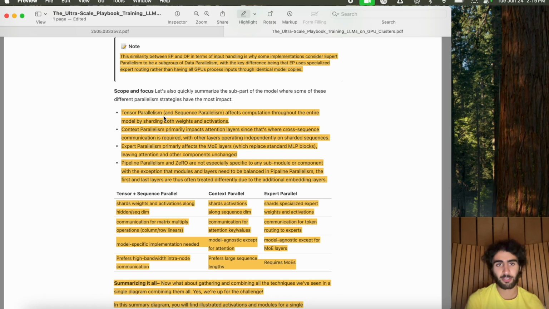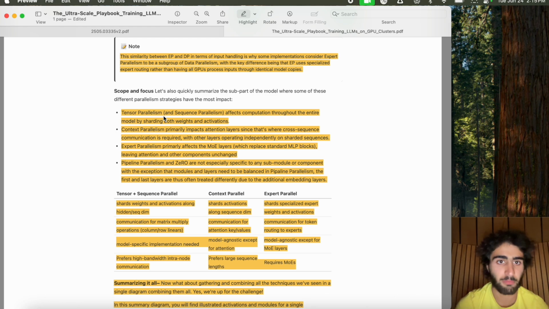So tensor parallelism and sequence parallelism affect computation throughout the entire model by sharding both weights and activations, and this is to say when they are combined. Context parallelism solely impacts attention layers, since that's where cross-sequence communication is required, while other layers operate independently on sharded sequences. So this is the particularity of context parallelism, where despite sharding on sequences, we still need to maintain the communication between the devices so that they can communicate their attention scores.